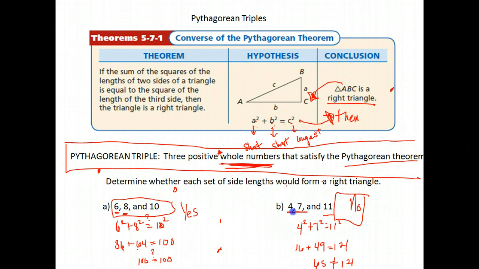In fact, this one isn't a triangle at all. Remember, we had properties for sides of triangles, and in order to be a triangle, the two sides added together had to be greater than the third side. And 4 plus 7 is 11. It's not greater than 11. So this is actually not even a triangle at all, let alone not a right triangle.